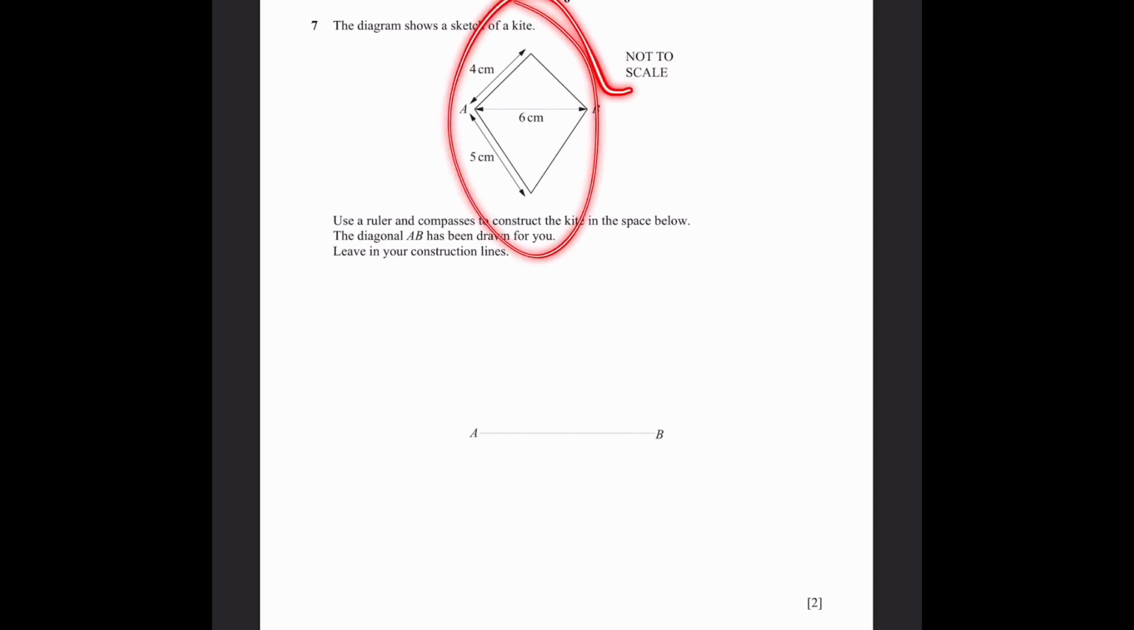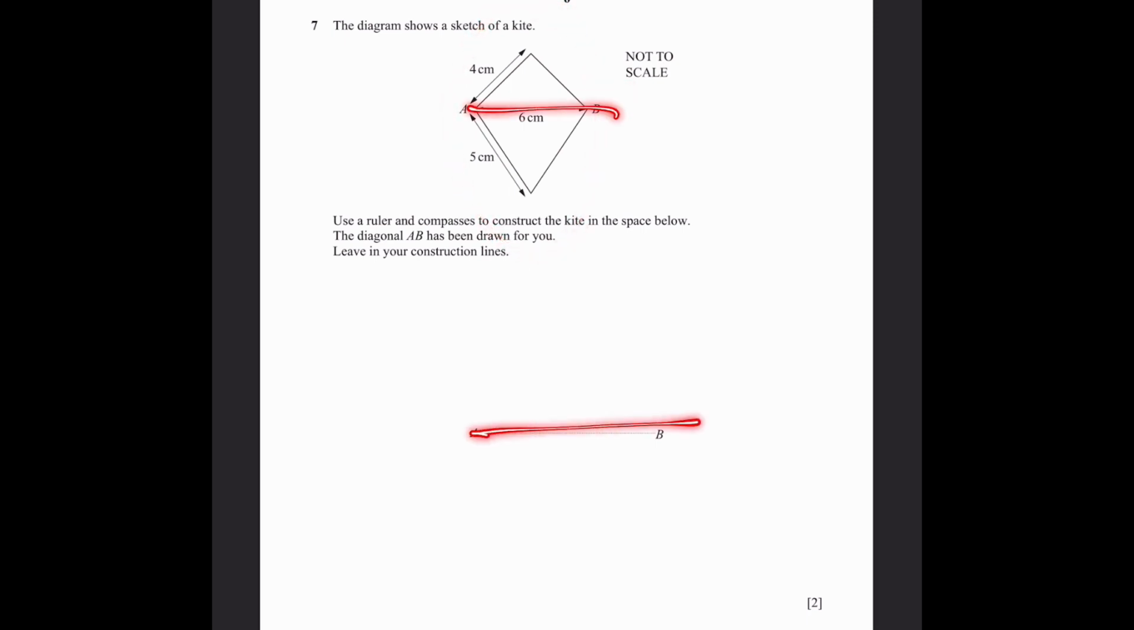We have a kite here. Diagonal AB is 6 centimeters already here. This length is 4. That means this length is also 4 in centimeters. If this length is 5, there's also 5 centimeters because this is a kite. I'm not going to use geometrical instruments. Instead, I'll just show you how to do this and what measurements you need to take.